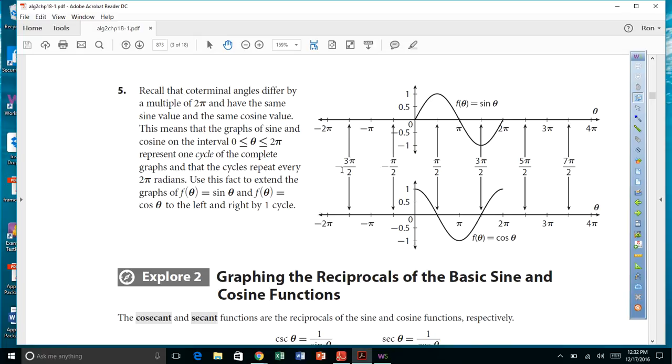Number 5. Recall that the coterminal angles differ by a multiple of 2 pi and have the same sine value and same cosine value. This means that the graphs of the sine and cosine on the interval 0 is less than or equal to theta is less than or equal to 2 pi represent one cycle of the complete graphs, and that every cycle repeats every 2 pi radians. Use this fact to extend the graphs of f of theta equals sine theta and f of theta equals cosine theta to the left and right by one cycle.